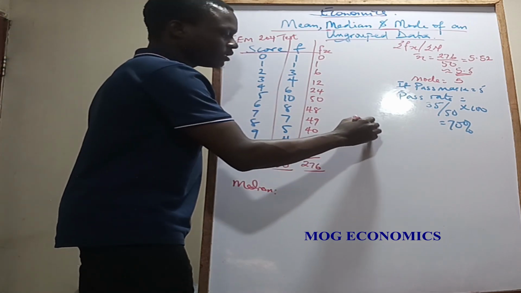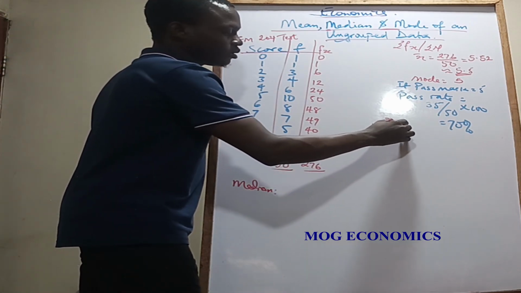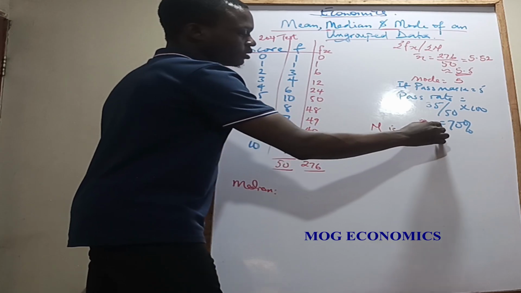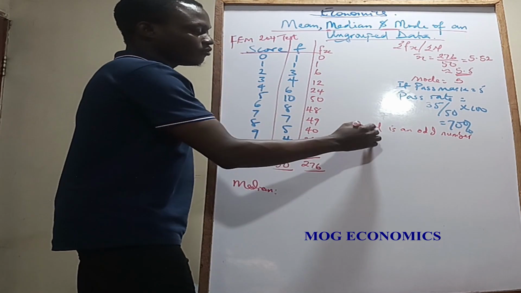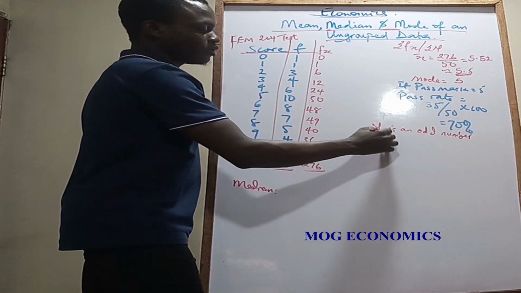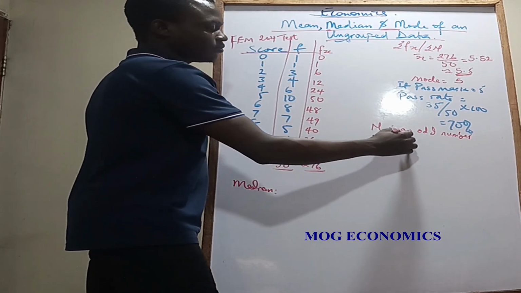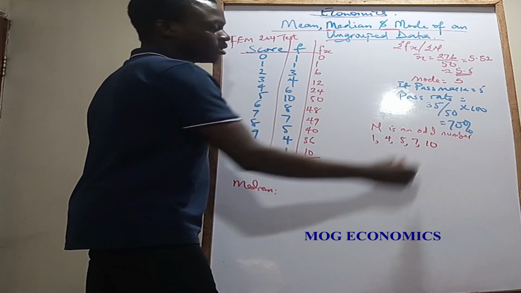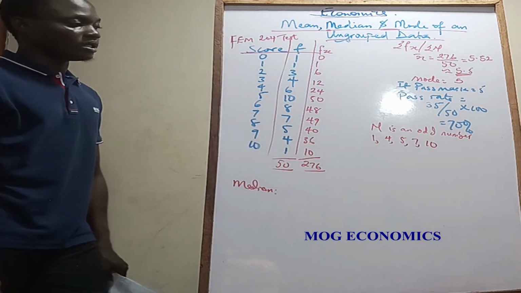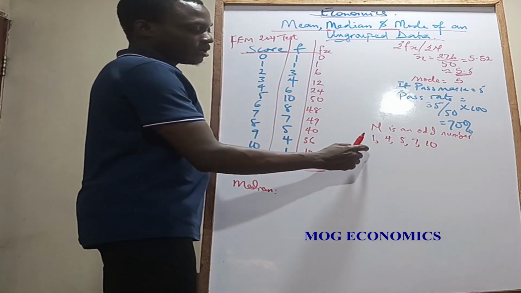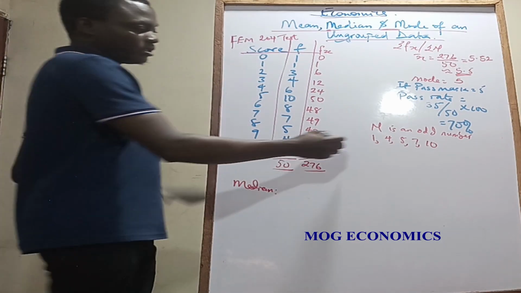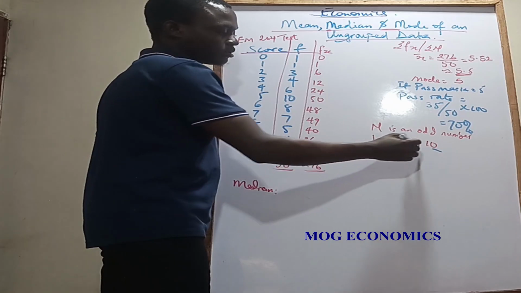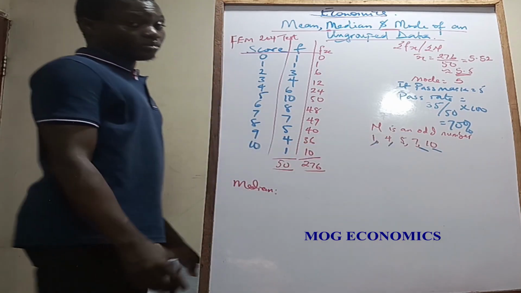So for the first one, if your n is an odd number, let's say, for example, you have 1, 4, 5, 7, and 10. Then you have to find the median. What would the median be? Take this out, take this out, take this out, take this out. You're left with 5. So that's the third number, right?